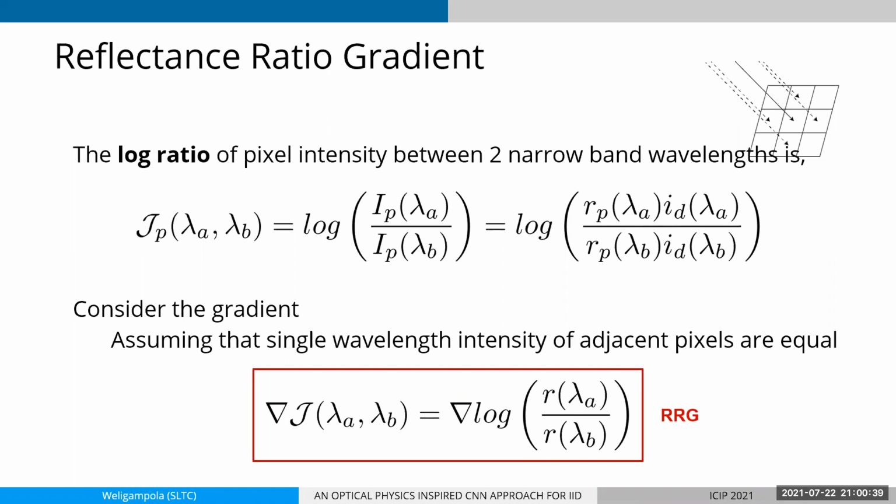Note that this value only depends on the reflectance, and it's equal to the logarithmic gradient of the ratio between two reflectance components. Therefore, we call it RRG. And the RRG of the reflectance is equal to the RRG of the image pixel intensity. We use this specific property to derive our first loss component.